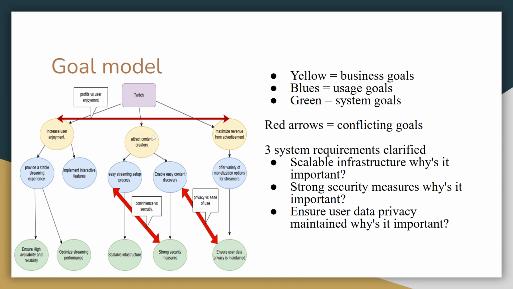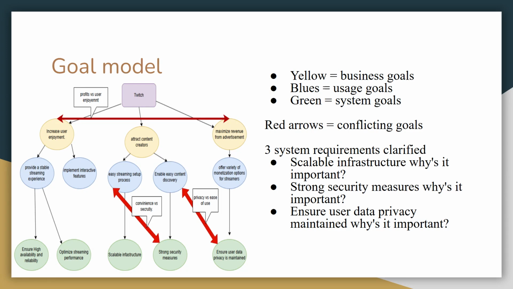So the business goal is to attract content creators. How is that done? Well, we need to achieve everything beneath them. So we need to have an easy streaming setup process for streamers. And how is that done? Well, we also need to make sure that the system requirement of scalable infrastructure has been achieved. Our servers need to be able to maintain high influxes of traffic and viewers so people can watch the streams.